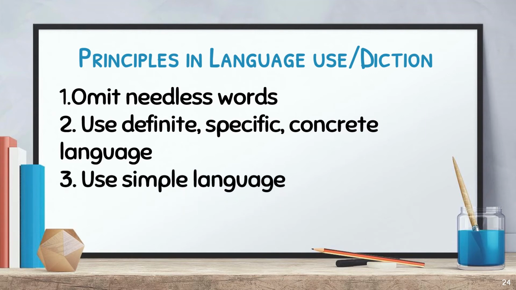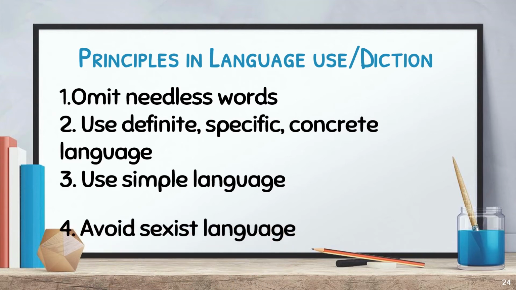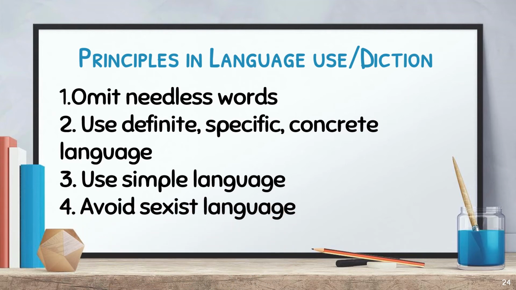Number three, use simple language. It is because you're going to write to express and not to impress. Avoid the use of cliché, redundancies, and highfalutin words. For number four, we have avoid sexist language. In this, you need to use nouns and pronouns that are gender neutral rather than gender specific.